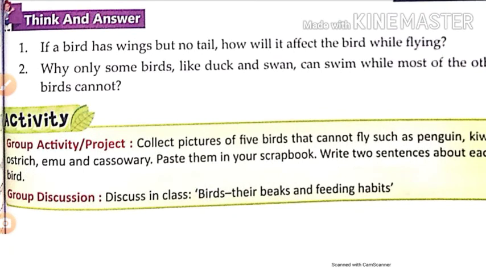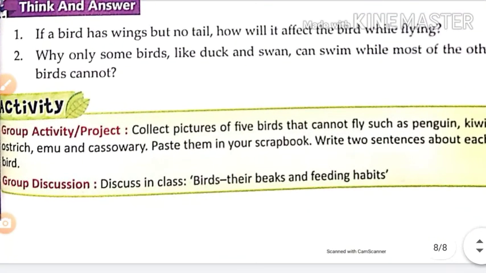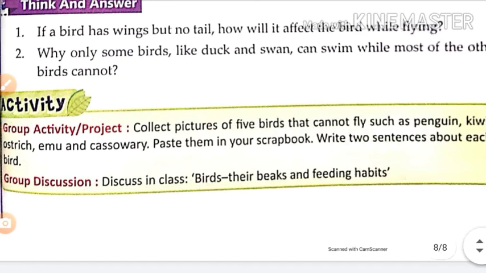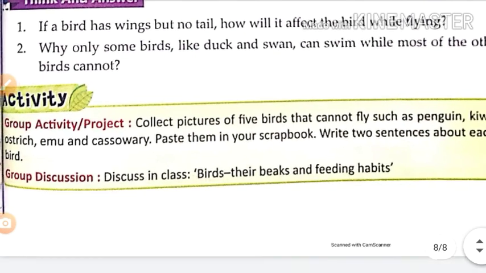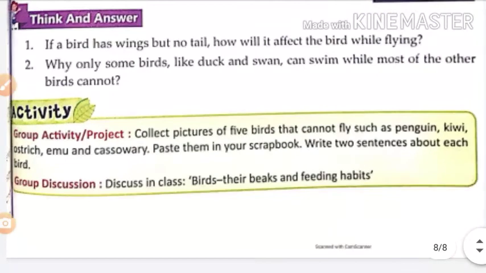Think and answer. If a bird has wings but no tail, how will it affect the bird while flying? We know that a bird's tail acts as a rudder, meaning it gives the direction while flying. If it does not have a tail, then they must fly in one direction. So the tail helps them in changing direction. If the tail is not there, then birds cannot change their way.